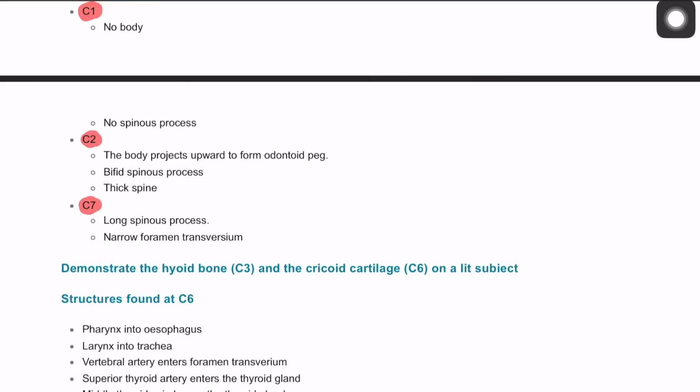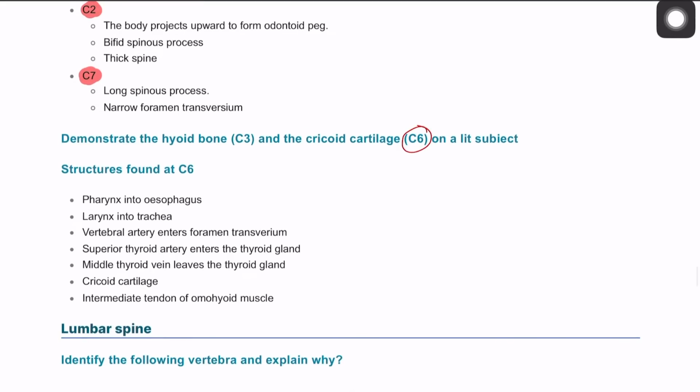Another question is asking about the structures at the C6 level. Here you have the pharynx turning into the esophagus and the larynx turning into the trachea. The vertebral artery enters the transverse foramen of C6. So why does it enter at C6? Because C7 has a very narrow transverse foramen. The superior thyroid artery enters the thyroid gland, the middle thyroid vein leaves the thyroid gland, and there is the cricoid cartilage and the intermediate tendon of the omohyoid muscle.